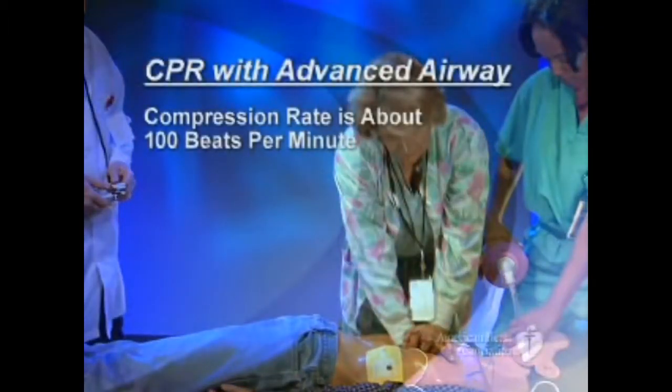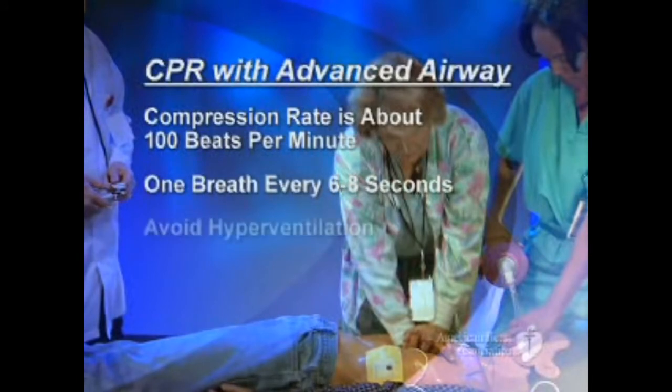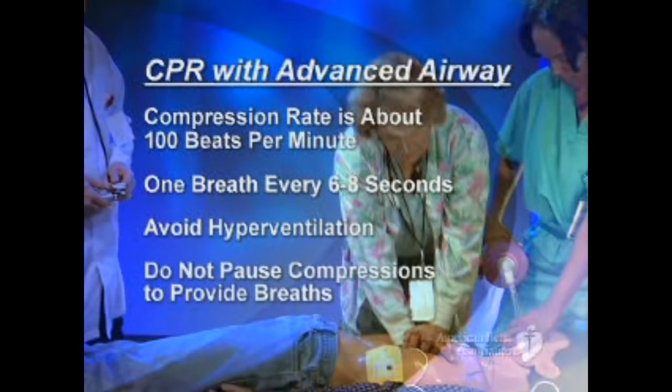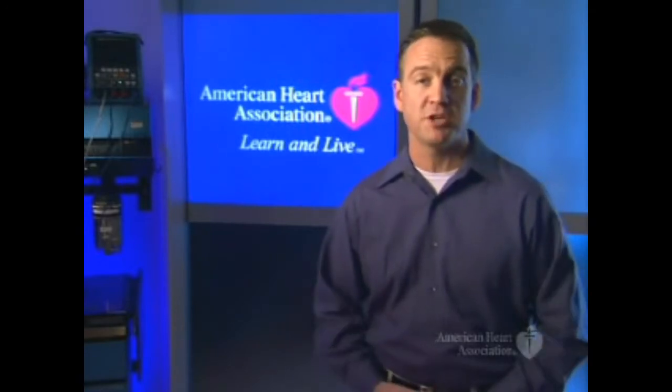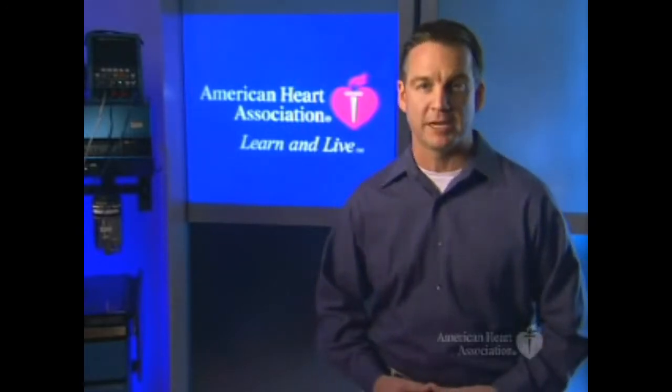Two rescuers no longer deliver cycles of CPR. Instead, the compressing rescuer should continue chest compressions at a rate of 100 per minute, without pausing for ventilation. However, ventilation changes to one breath every 6 to 8 seconds, about 8 to 10 per minute, being careful to avoid hyperventilation. Also, there is no pausing to provide breaths. Compressions continue as breaths are given. The following scene in progress demonstrates the differences when performing CPR on a victim with an advanced airway in place.